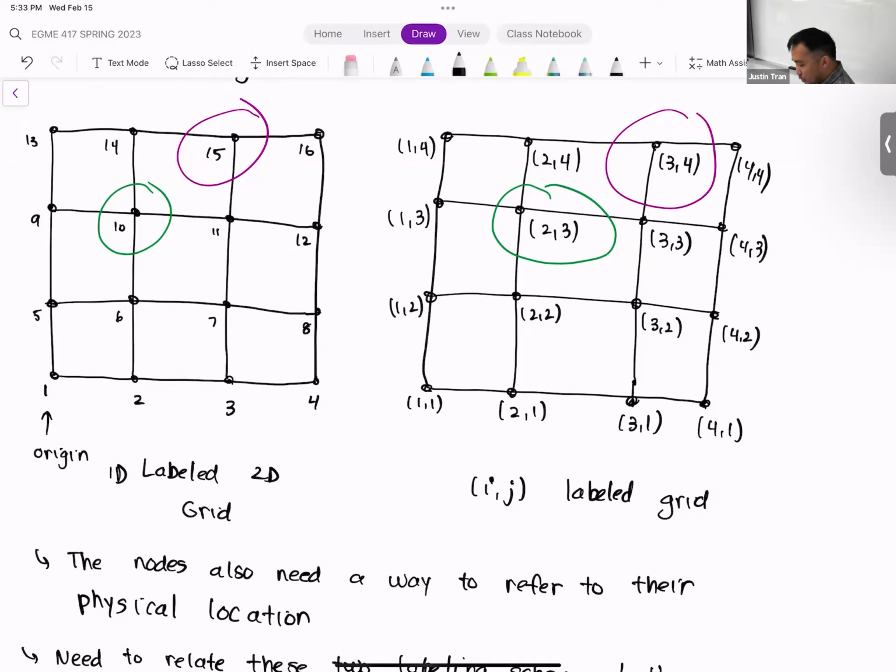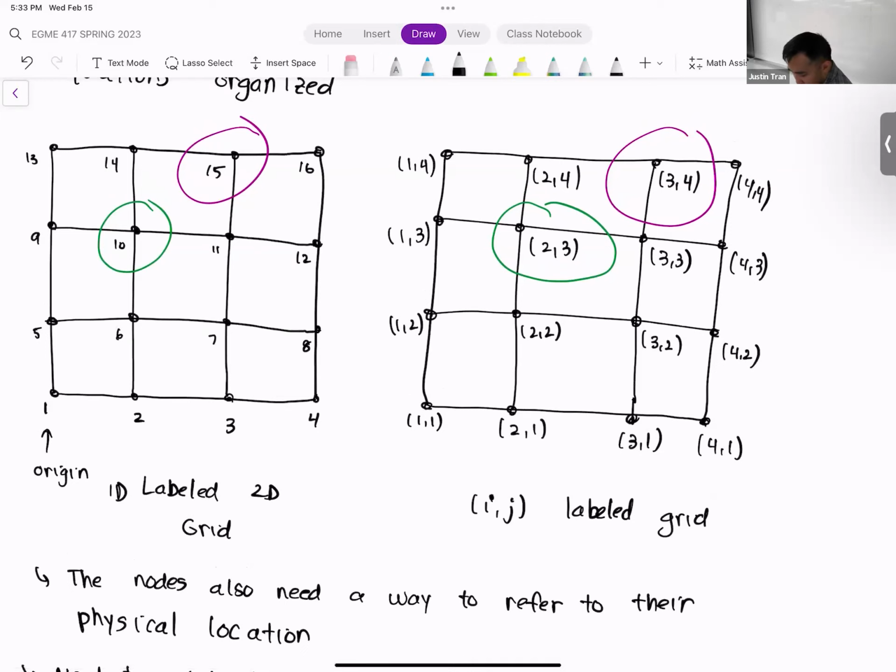All right. The big takeaway from Monday is that whenever we're doing 2D problems, we need to have multiple different ways to refer to the nodes. We're going to be solving our equations on a grid like this. Here's a very simple 16 node grid. On the left, you can see that we've numbered the grid simply from 1 to 16, starting from the lower left-hand corner, going from left to right. We call this the labeled 2D grid, labeled with a unique ID number.